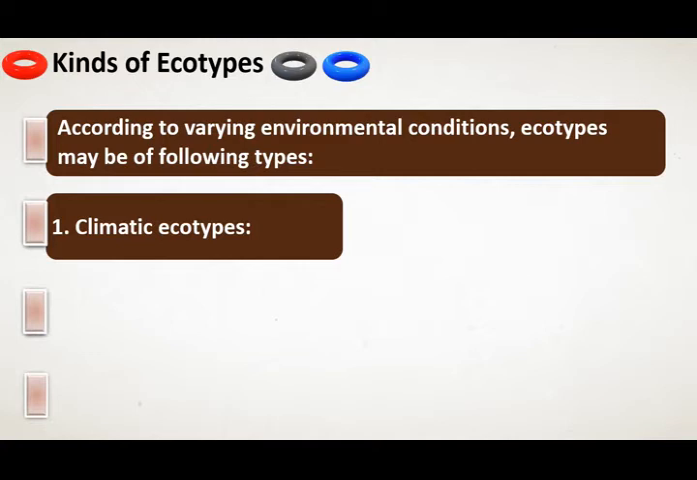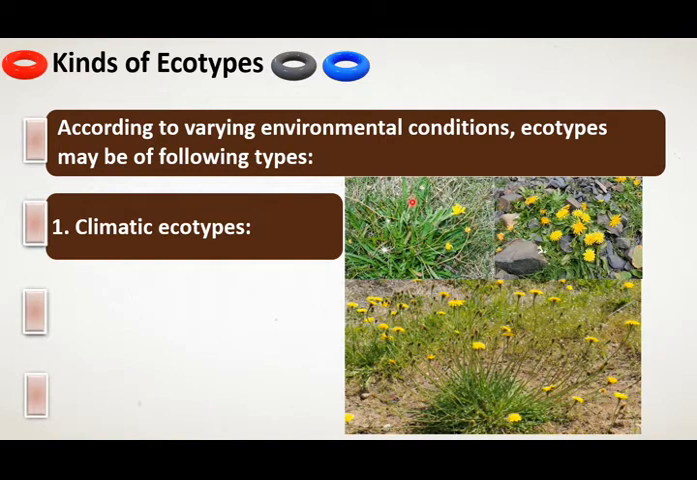Thureson has recorded climatic ecotypes in Leontodon autumnalis. Here you can see in this image there are three different types of ecotypes of Leontodon autumnalis, which are growing in different environmental conditions, and that is why they have different physiological changes. We can see different morphological changes. You can even see the structure also changes in them, and these changes are genetically fixed.